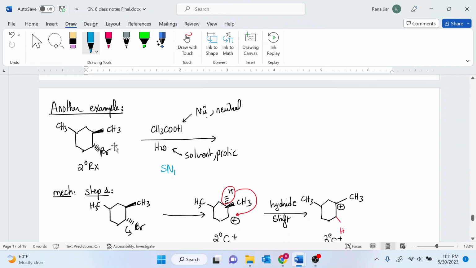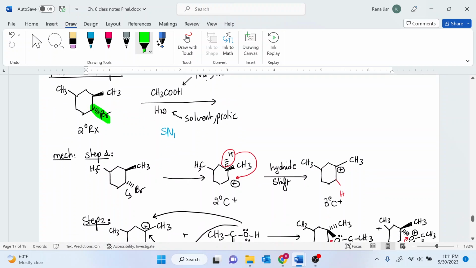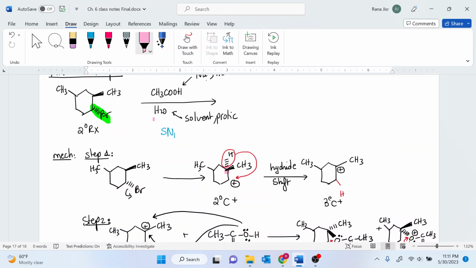Let's have another example over here. So we are starting with a secondary alkyl halide. This is going to be your alkyl halide. And we have a secondary alkyl halide, a neutral nucleophile, and polar protic solvent. So everything here tells me that it is an SN1 reaction. Step one, my halogen is going to leave. I'm going to make my carbocation. Once you make your carbocation, look at the adjacent carbons. You do have two adjacent carbons here, this carbon and this carbon.